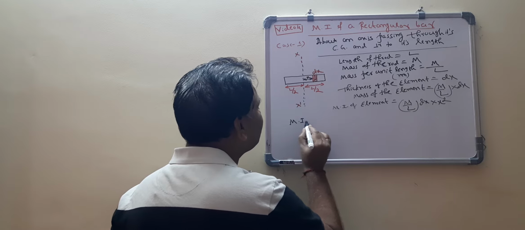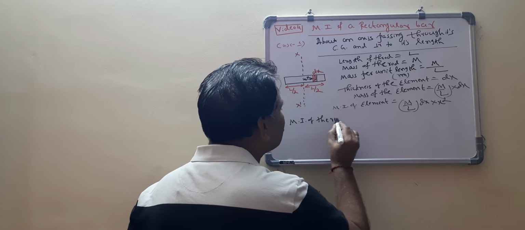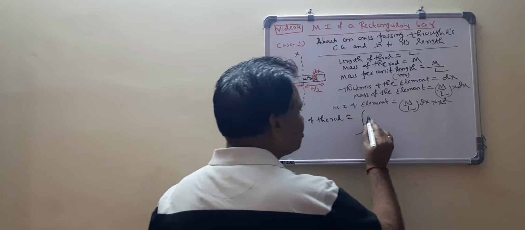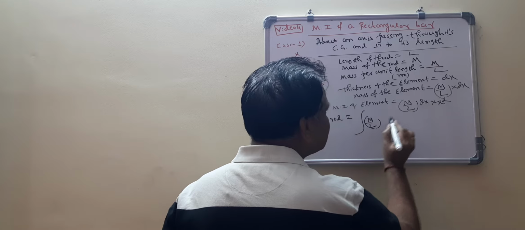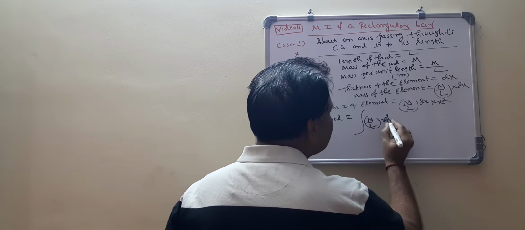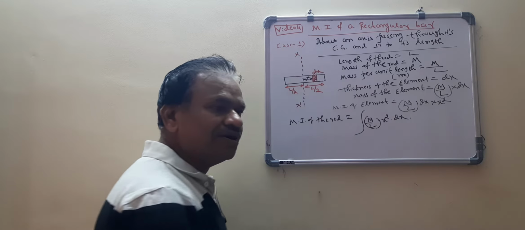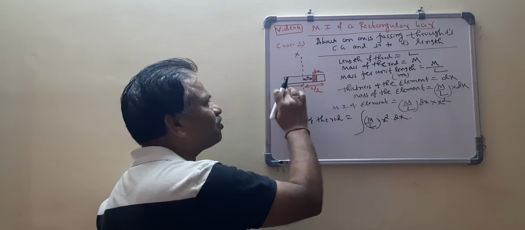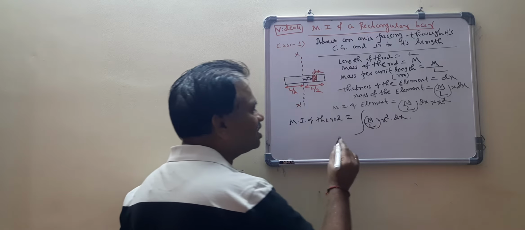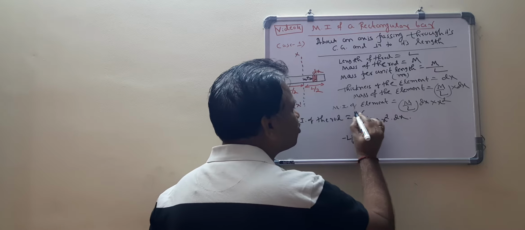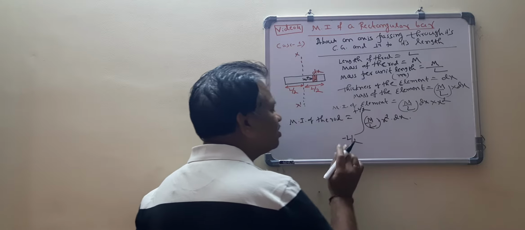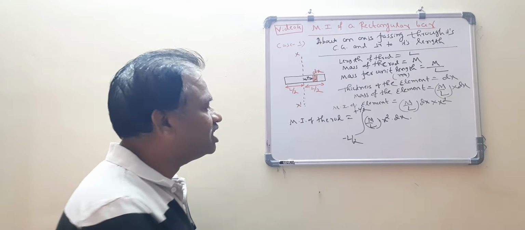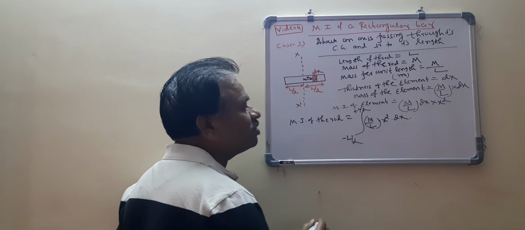Now, the moment of inertia of the rod equals the integration over the entire rod of this, which is m by L, just reshuffling the terms, x square into dx. Students, I am integrating from this point to this point. Here it is minus L by 2 and this is plus L by 2. This is the lower limit and this is the upper limit.